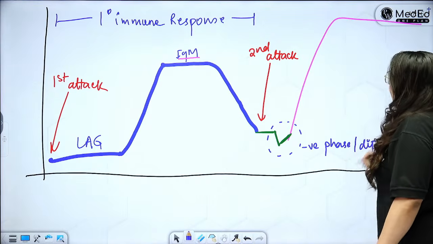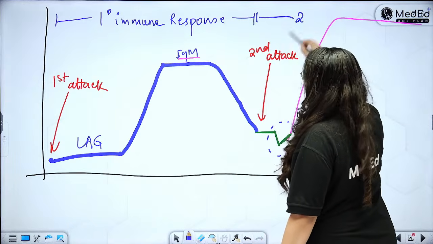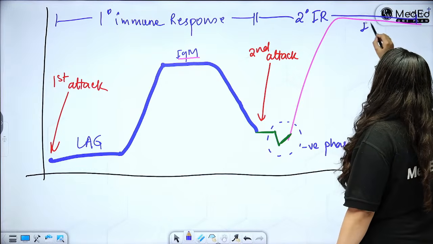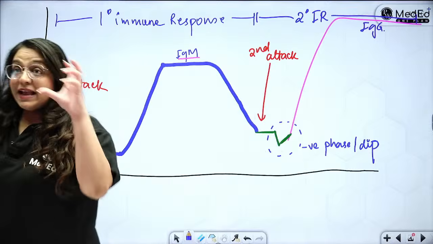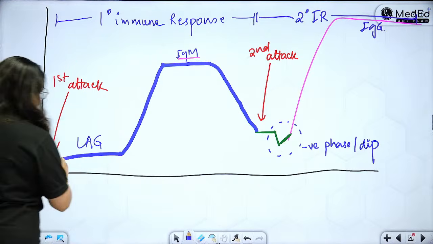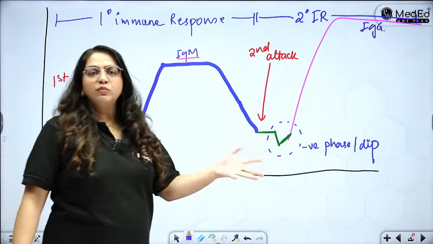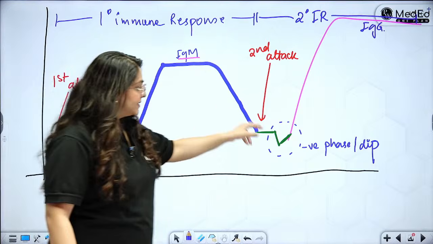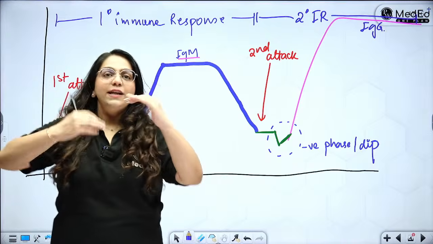So when you compare, what is this? On the other hand, this is the secondary immune response, right? And mostly these antibodies are IgG type. So like I had said, how big is the lag phase here? Quite big. Is there a lag phase here? Almost nil. Is there a negative dip anywhere? No. Is there a negative dip, negative phase here? Yes.